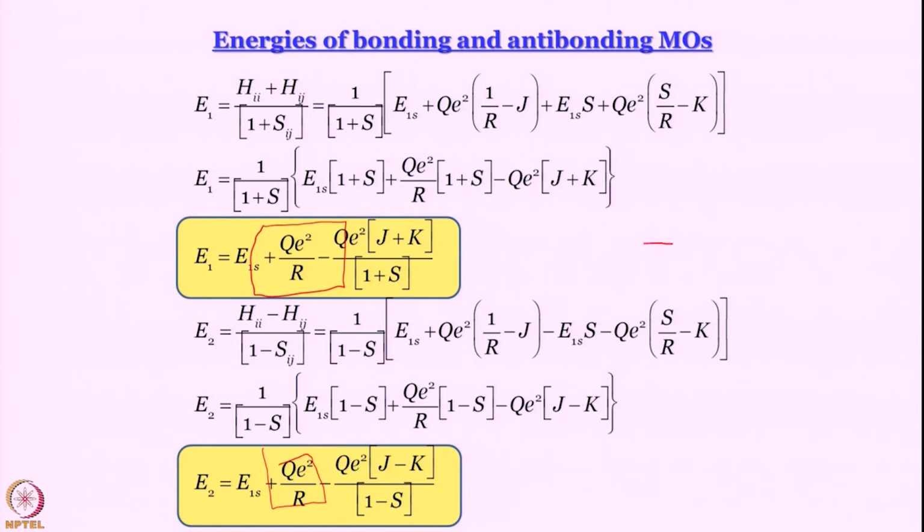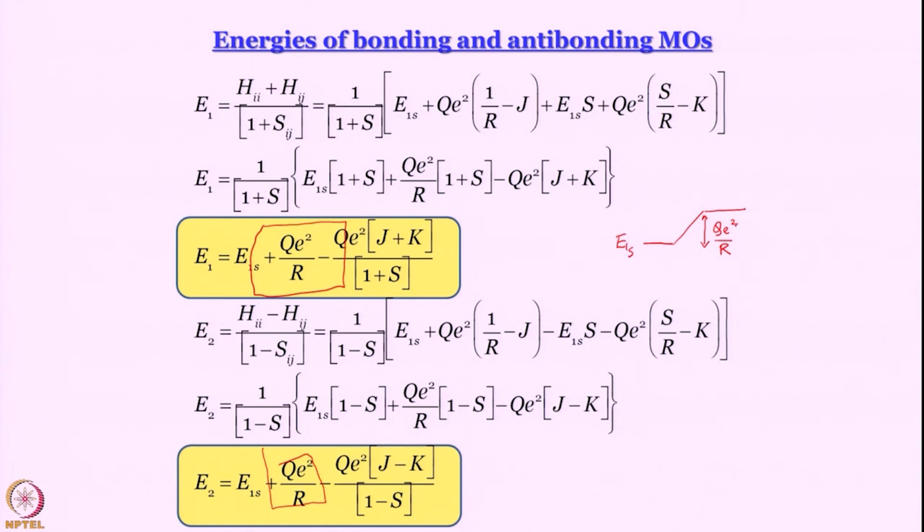This here is the energy of the 1s orbitals. Both of these energies would increase to some value, and this is going to be how much? This difference will be Q square divided by capital R. As you understand, this extent of destabilization is going to change depending on what is the value of capital R.